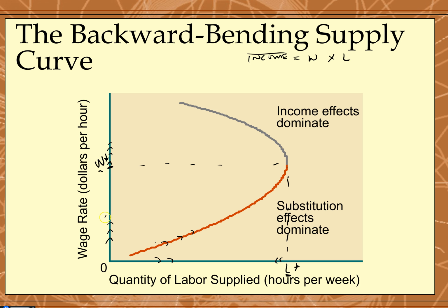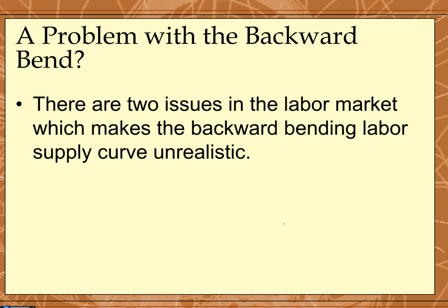So for lower wage rates, the labor supply curve has a positive slope, but once you go above a certain wage rate, it has a negative slope. This is a negative slope. This is a positive slope. And I sometimes refer to this point right here as the lazy point. Why do I call it the lazy point? Because once wages go above W star, you start to respond by working fewer hours.